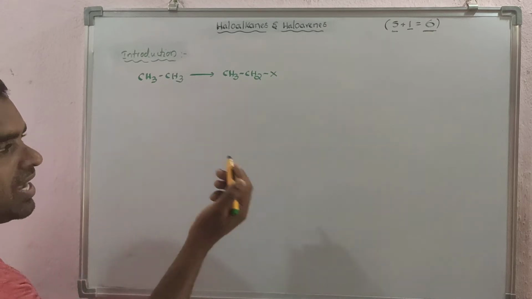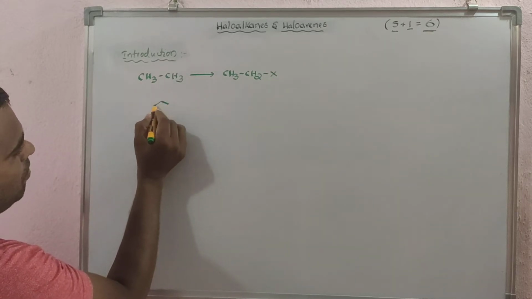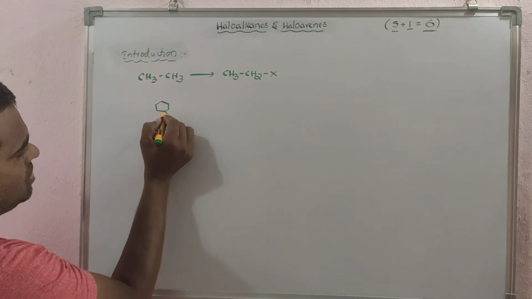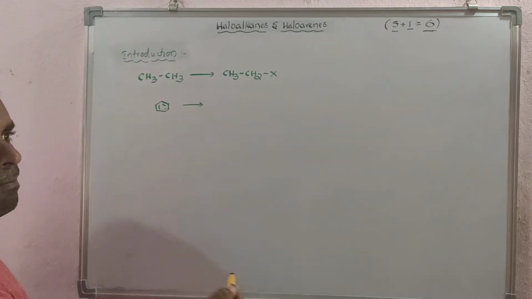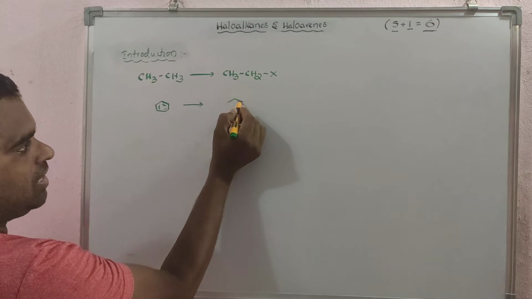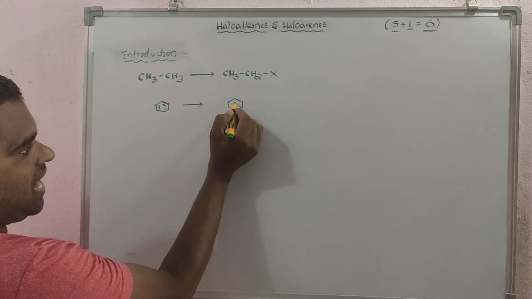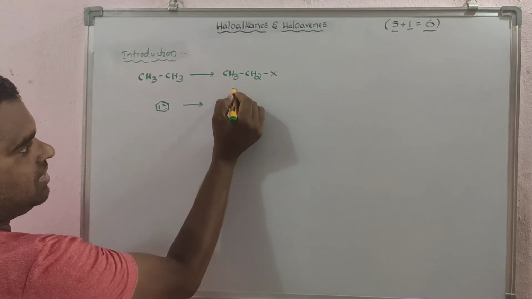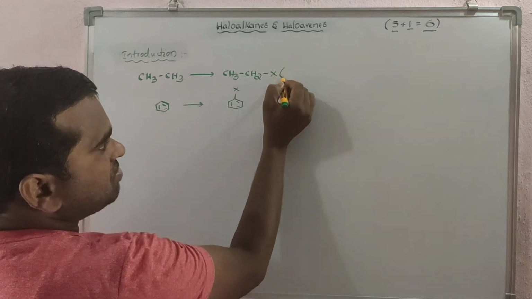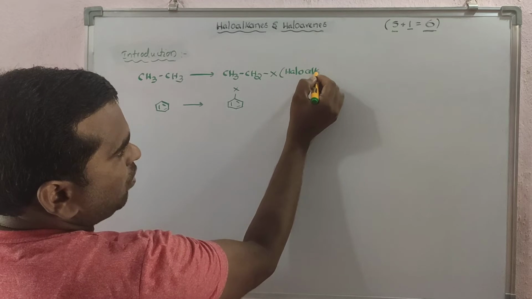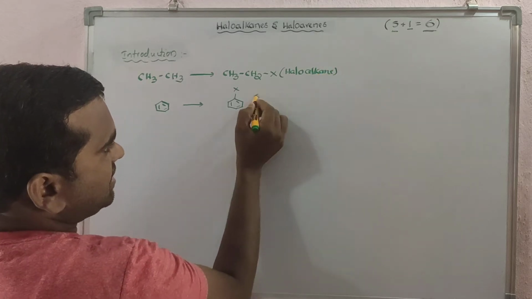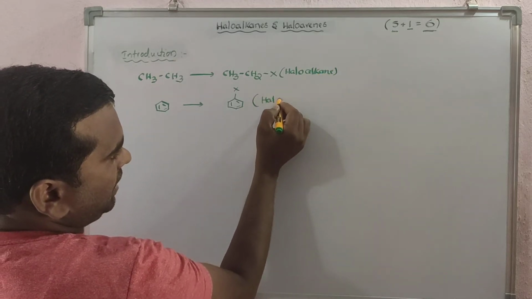In the same way, take aromatic hydrocarbons. What is the example for an aromatic hydrocarbon? Take benzene here, and replace a hydrogen atom by a halogen atom. Then you will get the compound haloarene. This is the X. Clear? This is haloalkane and this is haloarene.